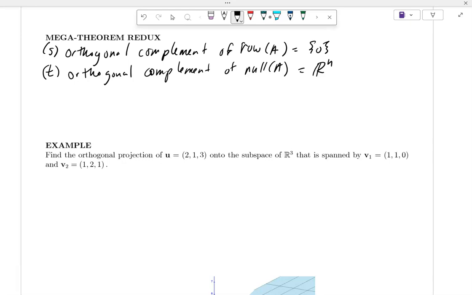Why do we care? A lot of work for something that didn't seem very difficult to find relative to what we've already done this semester, right? So why do we care about orthogonal complements? Well, they have to do with orthogonal projections, and orthogonal projections have to do with least squares analysis. Okay, this is why we care.